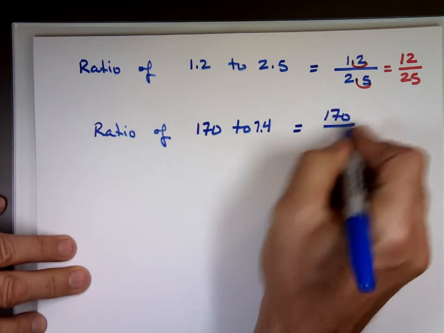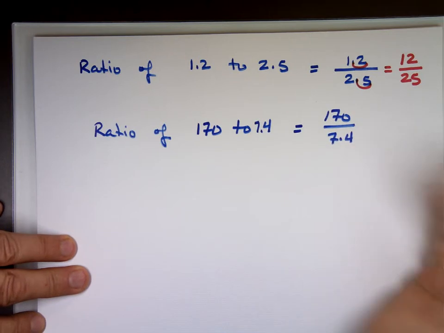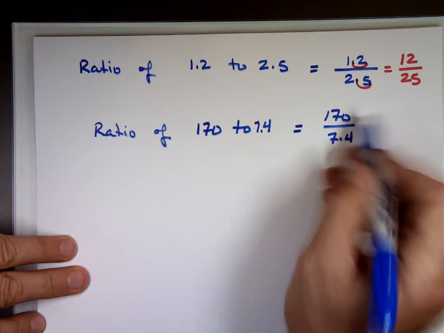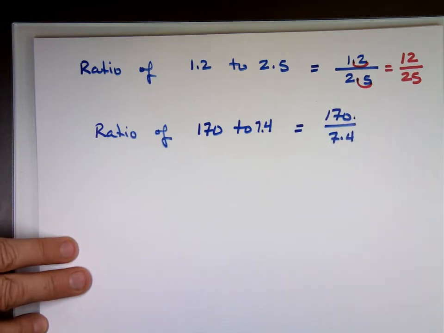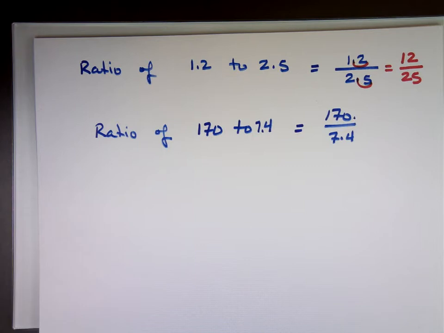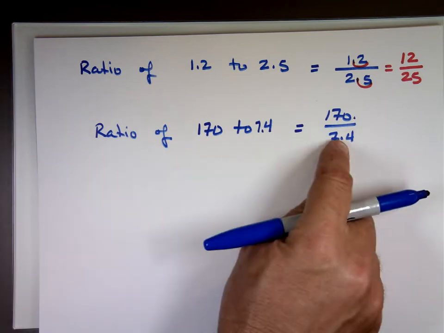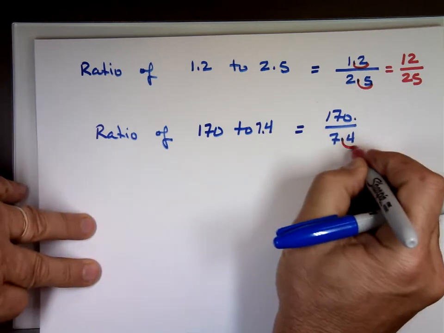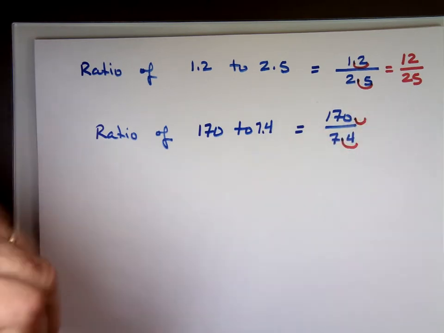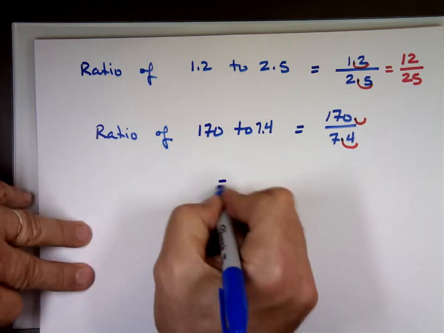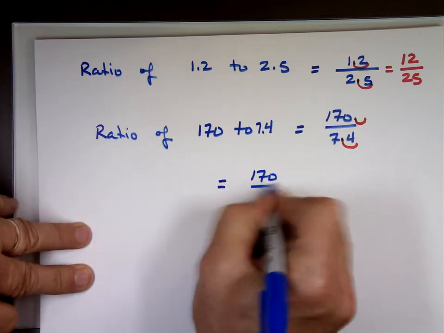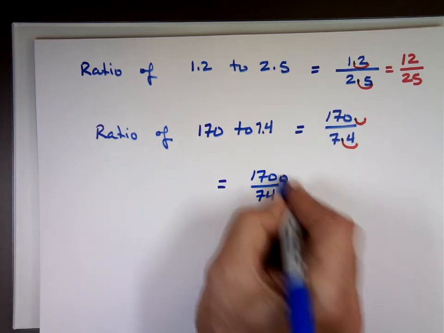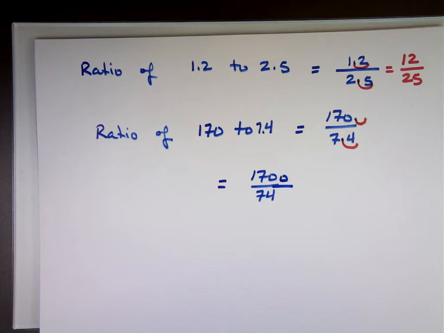So the ratio will be what? 170 to 7.4. Now the question was, what would you do if the decimal values are in different places? Now notice this doesn't even have a decimal value. So the decimal is right here. But whatever you do to the top, you have to do to the bottom, right? So if I need to make this number a whole number, that's a whole number, but this is not. So if I move this 1 place, I'll move that 1 place. And we just add the 0? Yep, so that'll be what? 1,700 to 74.